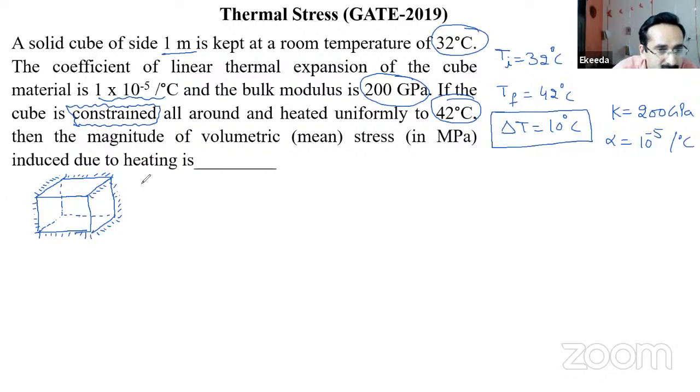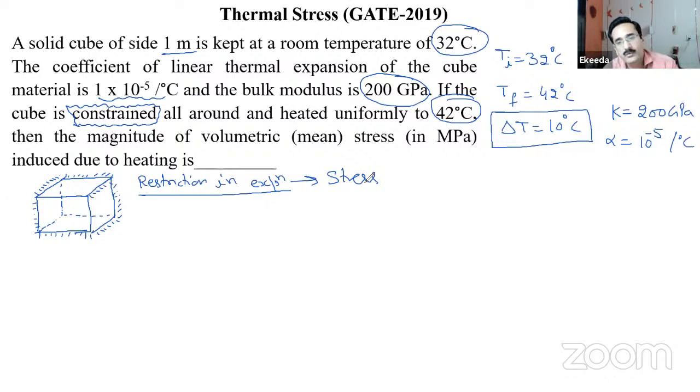The temperature is raised by 10 degrees centigrade, but there is a constraint that it cannot be expanded. So there is restriction in expansion. This is given to us. So stress will be developed because we already discussed that when expansion is not allowed, then stresses are developed. So we have to find out what stress is developed in this case. So how to find out this?